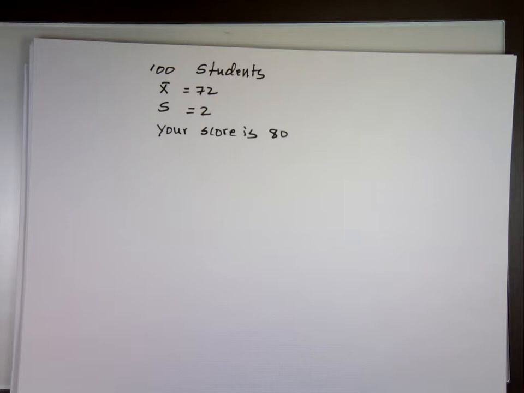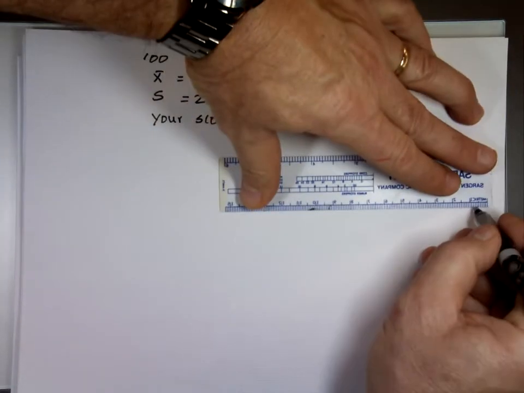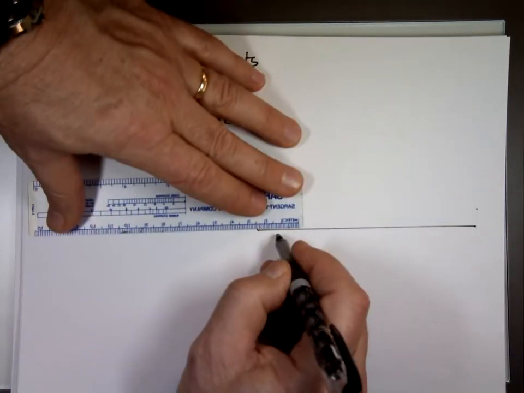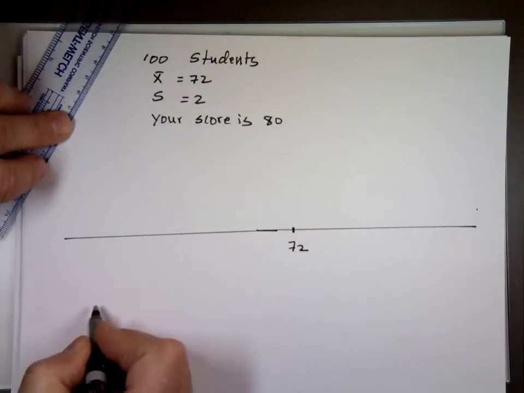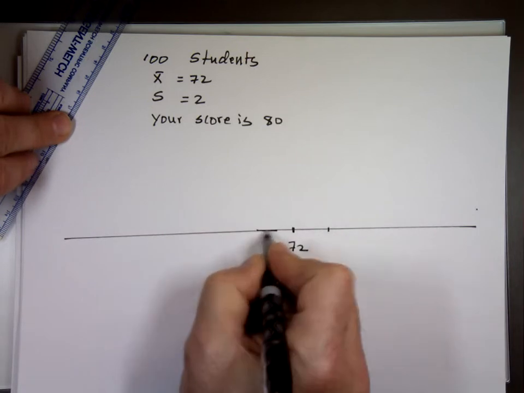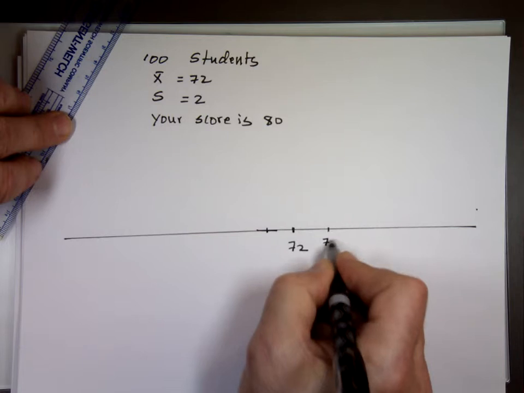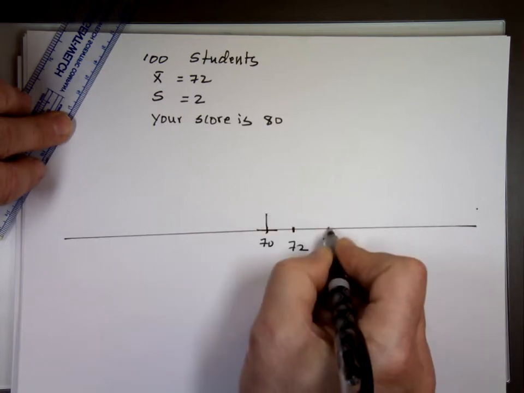You are probably the best student in that class, in this case the number one. Nobody got higher than you. If the average is 72, then 68% of the people are within one standard deviation, between 74 and 70. That's 68 students.